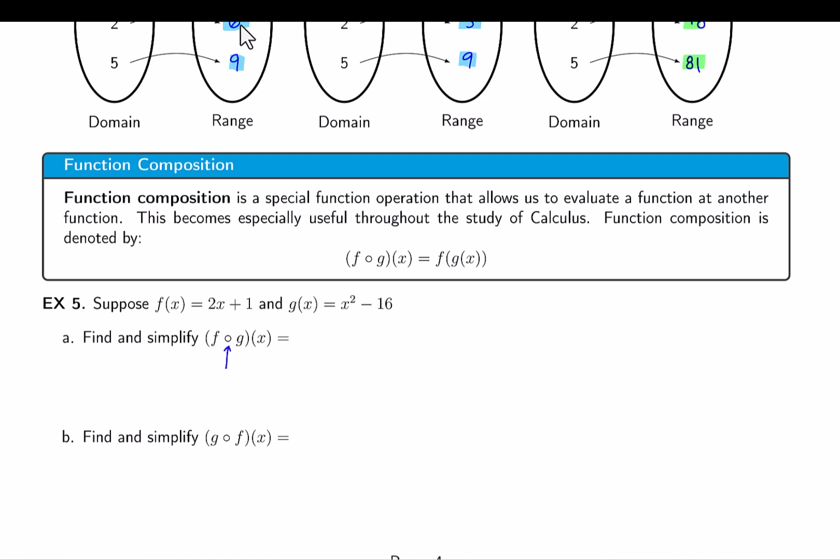Now, the notation here, this little open circle looking thing, is what we use for function composition. Don't mistake it for multiplication. If it were multiplication, I would use a dot, or I wouldn't put anything at all between them, right? Now, the open circle means composition. It tells me to take the function f of x and evaluate it at the function g of x.